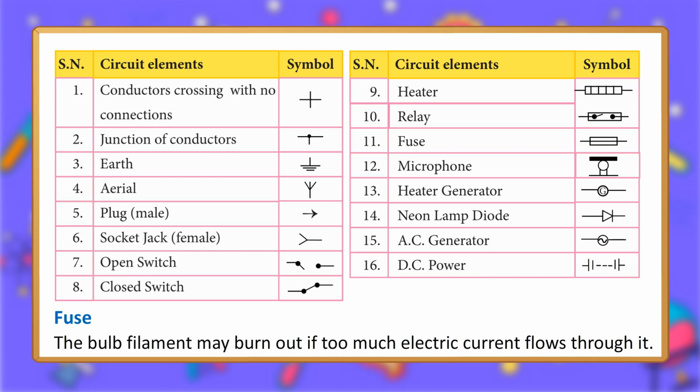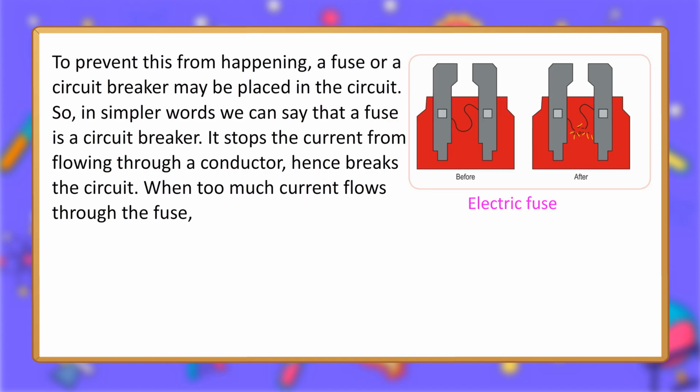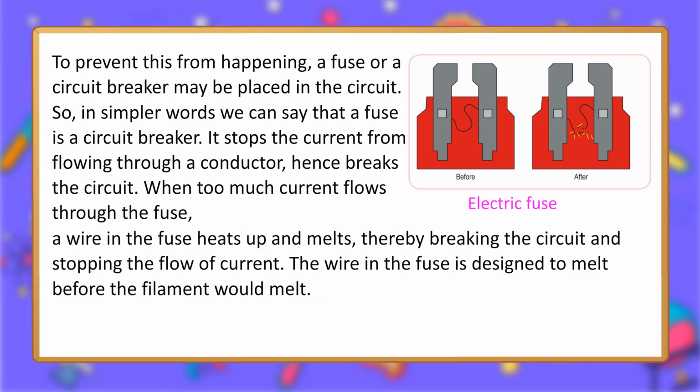Fuse. The bulb filament may burn out if too much electric current flows through it. To prevent this from happening, a fuse or a circuit breaker may be placed in the circuit. So, in simpler words, we can say that a fuse is a circuit breaker. It stops the current from flowing through a conductor, hence breaks the circuit. When too much current flows through the fuse, a wire in the fuse heats up and melts, thereby breaking the circuit and stopping the flow of current. The wire in the fuse is designed to melt before the filament would melt.